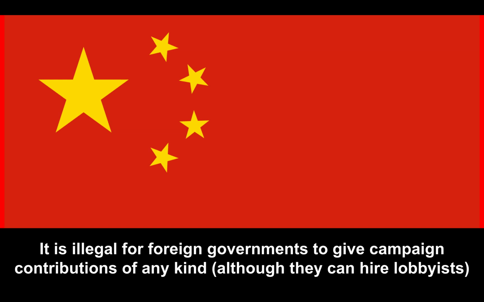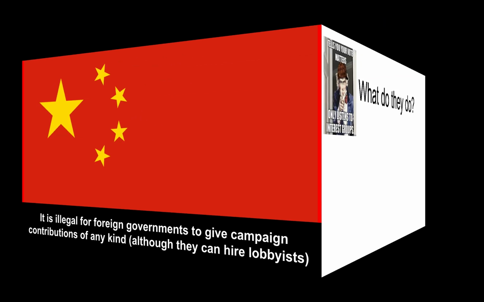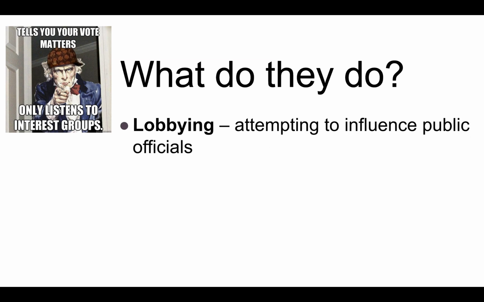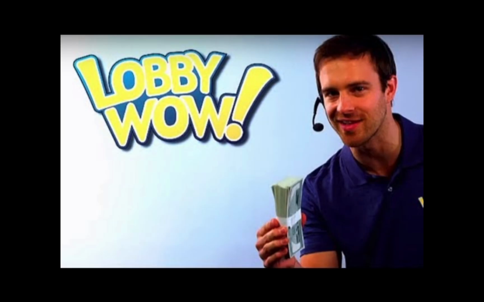Now, on the downside of having lobbyists, since we do allow them, other countries can also have lobbyists. But we'll get back to that in a moment. Now, what do interest groups do? I already mentioned that they just lobby. They attempt to influence public officials.